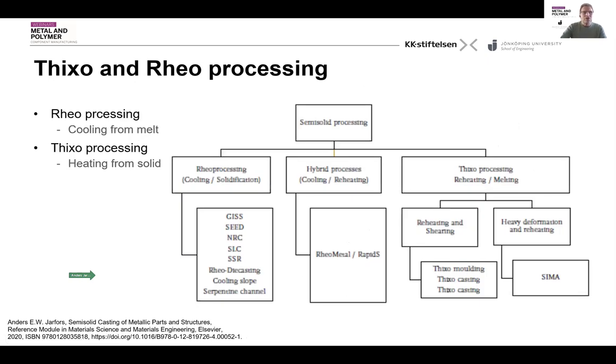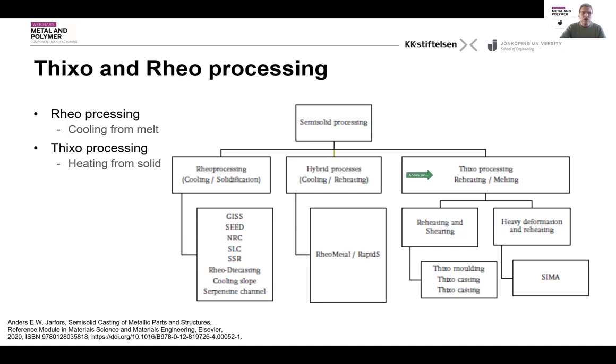So now to the different processes. This is sort of a rationale where we have the semi-solid family process. You have fixer processes to the right, which means reheating. And there is a number of different processes. I will mention just a few.